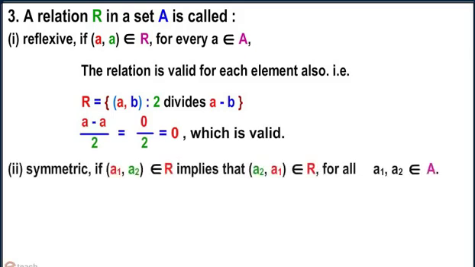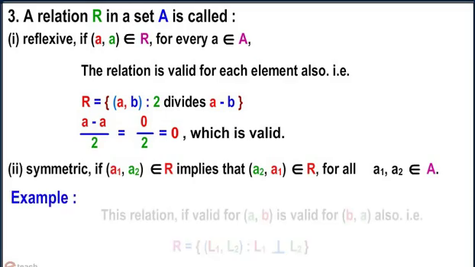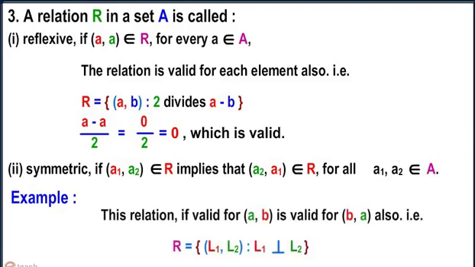A relation R in a set A is called symmetric if A1, A2 belongs to R, implies that A2, A1 belongs to R for all A1, A2 belonging to the set capital A. Let us have an example. This relation, if valid for A, B, is valid for B, A also. That is, R equals the set of all ordered pairs L1, L2 such that L1 is perpendicular to L2.